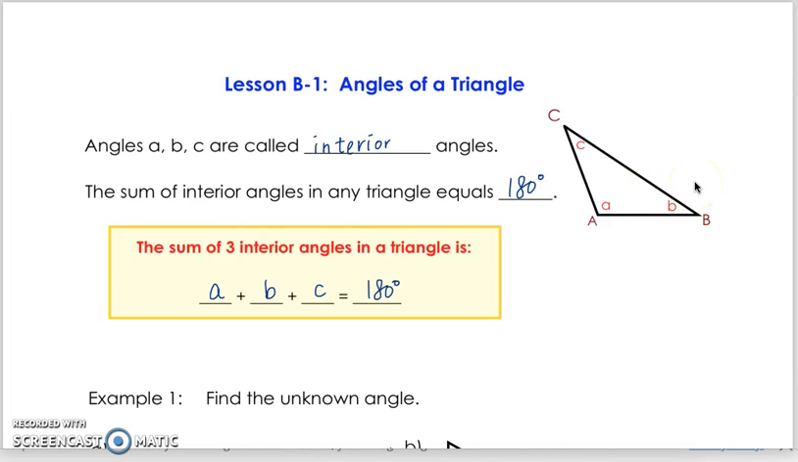Lesson B1, Angles of a Triangle. In this lesson, we're going to look at the properties of the interior angles of a triangle. Let's take a look at this diagram.